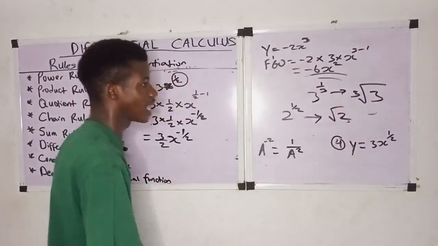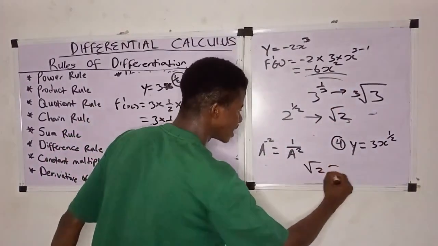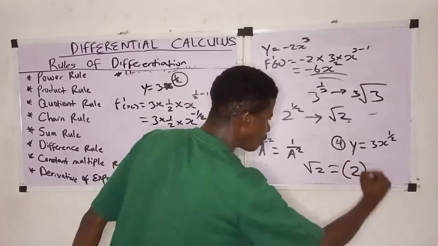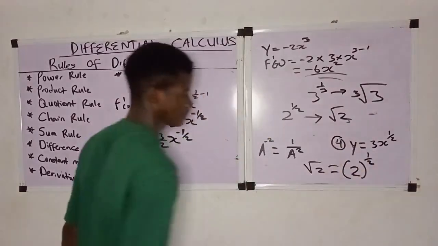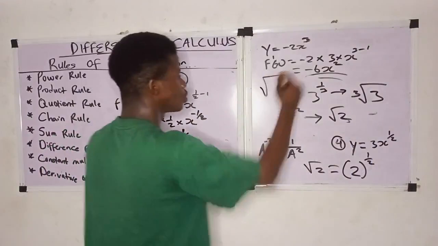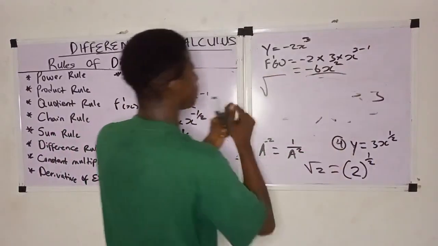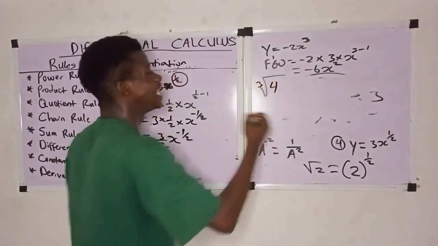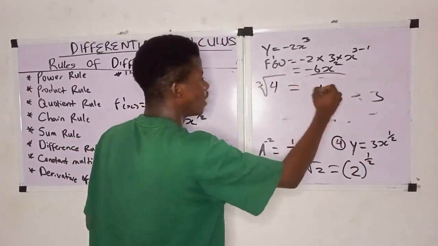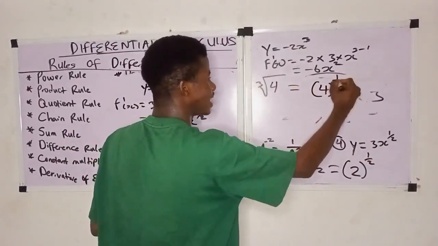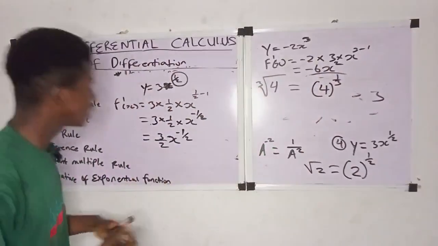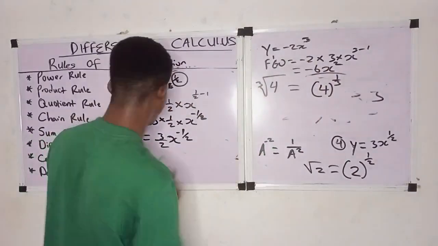Okay, yes. So square root of 2 is still the same as what? 2 raised to power what? Half. Okay, yes. Cube root of 4, for example, is the same as what? 4 raised to power 1/3. Okay, so that is just it. Now let's go back to this place.